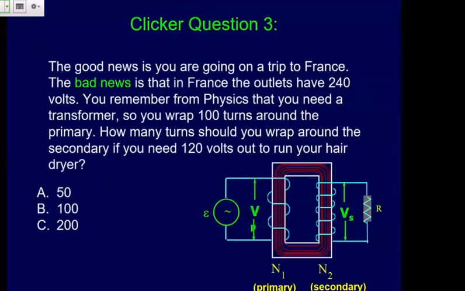And so let's try one of these things here. Here's an example of something that might happen. The good news is you're going to France. The bad news is that in France the outlets have 240 volts. And so what you usually will buy at the store is a transformer that converts this, which you could also, if you were really into it, try to create your own. So you remember from physics that you need a transformer. You wrap 100 turns around the primary. How many turns should you wrap around the secondary if you need 120 volts out to run your hair dryer? So let's talk about this one and see what you think.